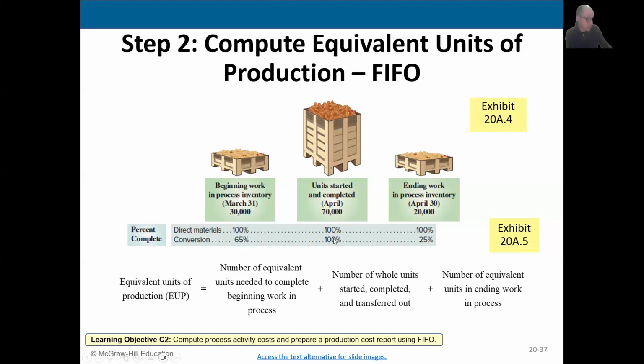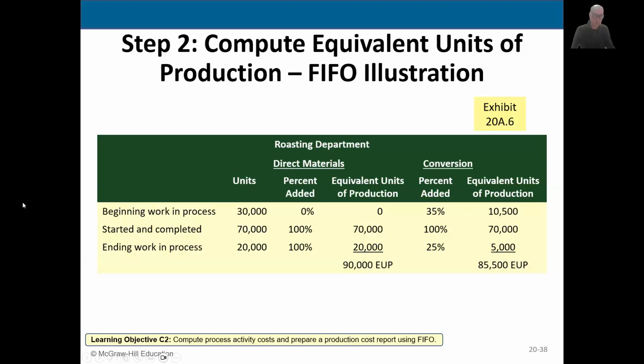Started and completed, of course, it's going to be 100. And ending work in process is 25. Just as before, we would take the number of units times the percentage. For direct materials, number of units times the percentage. And for direct materials, we have 90,000 equivalent units of production.